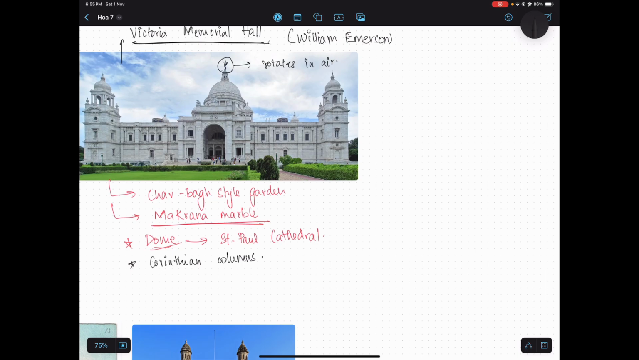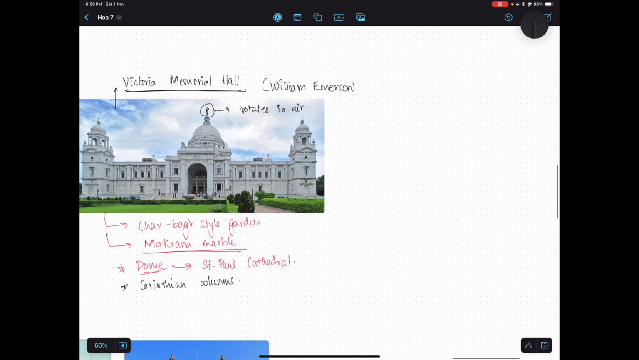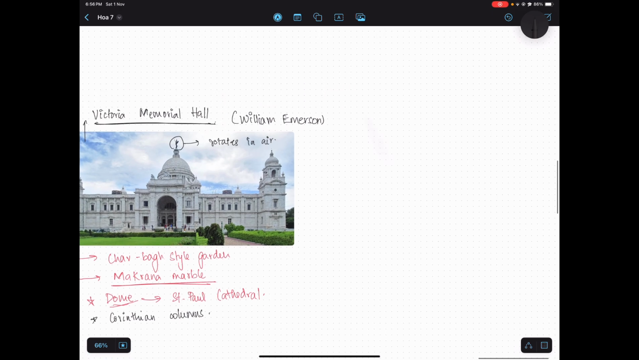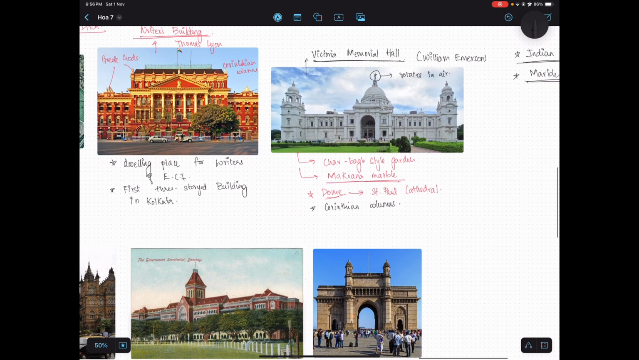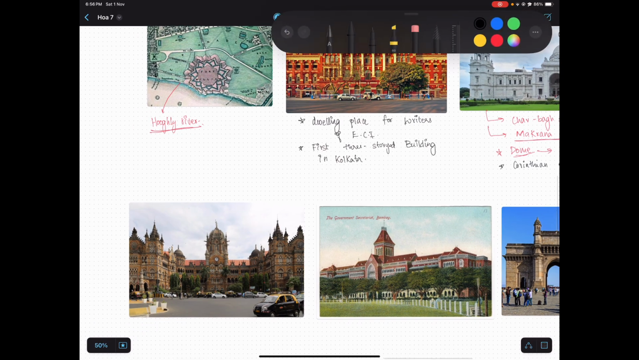And some other important buildings in Kolkata would be the Indian Museum, so this is the oldest and one of the largest museums in India. And there is also a marble palace which was the residence of the Viceroy of British era. So those are two other examples of the Kolkata Indo-Saracenic architecture. Now let's move on to Mumbai.